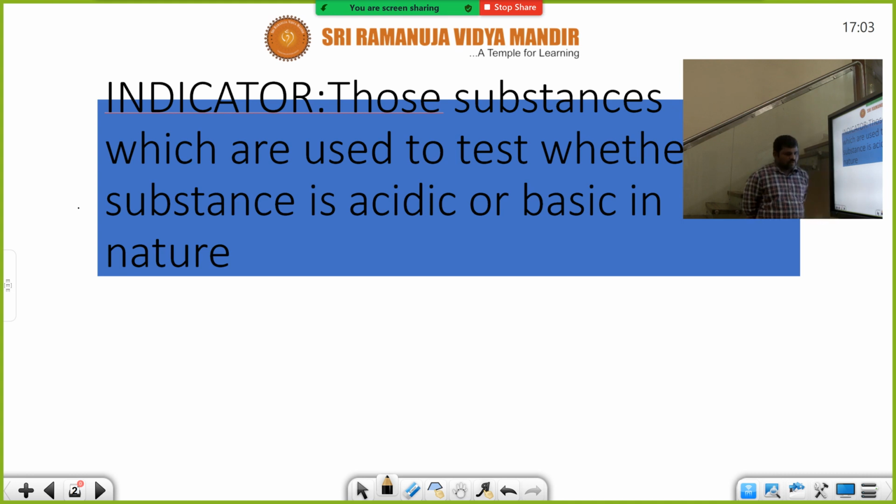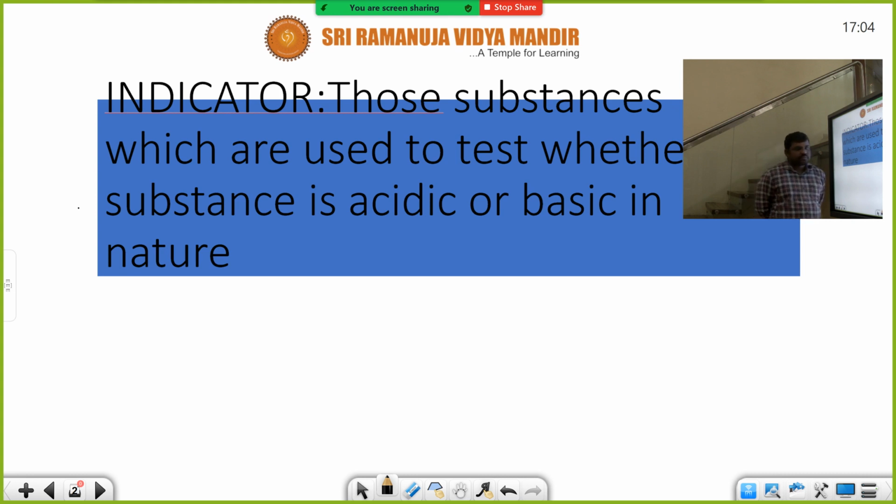Again, one more natural indicator. Everybody feels that the litmus paper is just paper. Everybody thinks like that, but that is a misconception. The litmus paper is also a natural indicator. It can be obtained from lichens. These lichens are used to prepare litmus paper, the blue litmus paper and red litmus paper. These also indicate the acid or base.